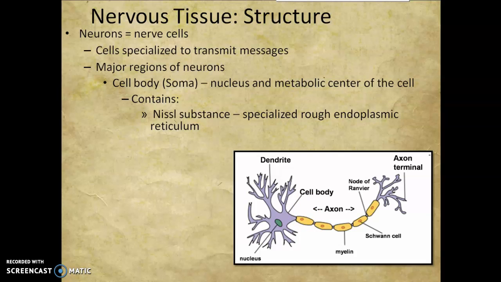So instead of having a rough endoplasmic reticulum, it's still kind of like a rough endoplasmic reticulum because it still helps with the making of proteins, but because we're in the nervous system, we're going to make specific proteins. And instead of calling it a rough ER because it doesn't just make generalized proteins like a lot of other cells do, we call it the Nissl substance. That Nissl is named after the scientist who found it.